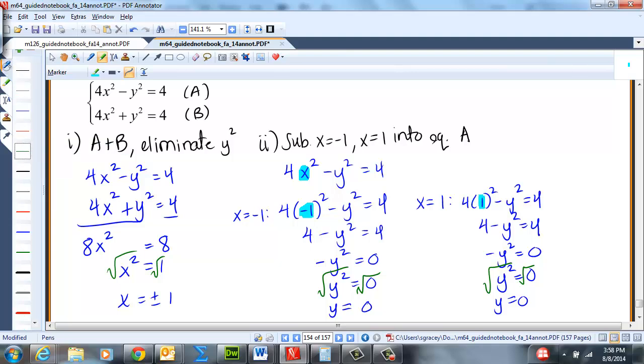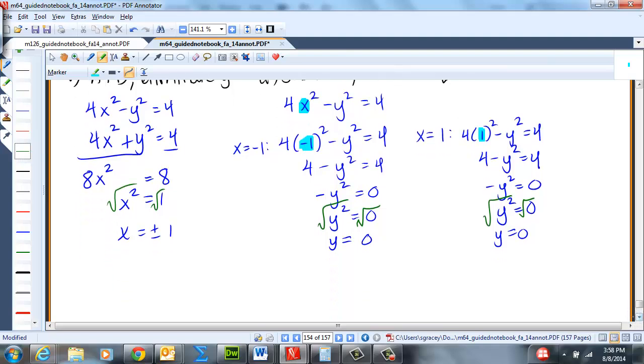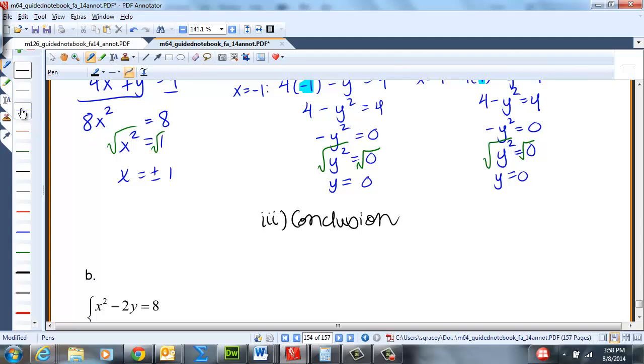All right, so what did we find out? We found out that we got 2 ordered pair solutions. So for our conclusion, what step was that? I think this will be step 3. So our conclusion is we get the ordered pairs negative 1, 0, and 1, 0 as our answers, or as our solution set.